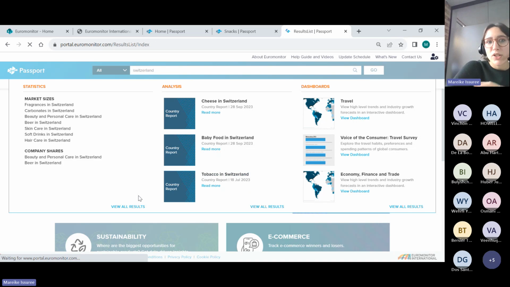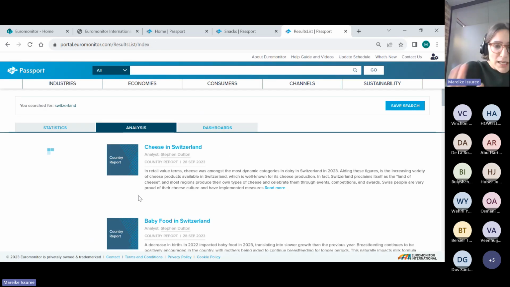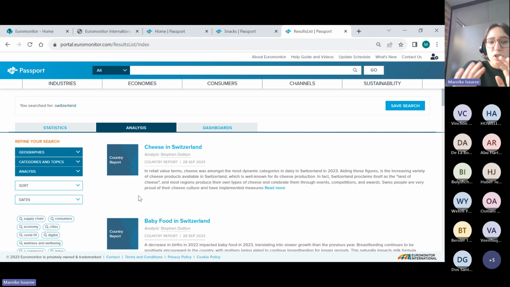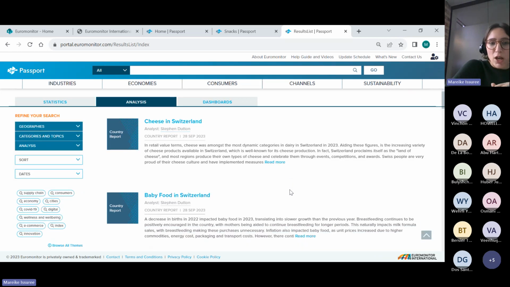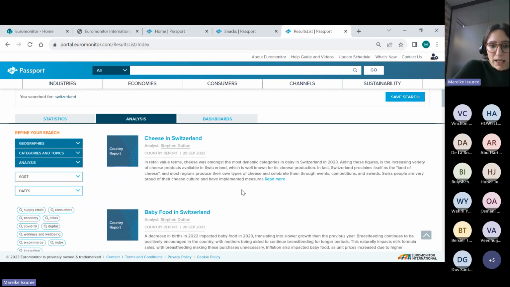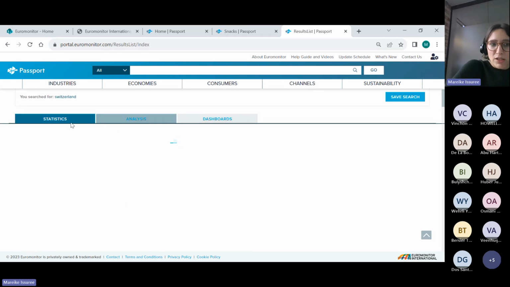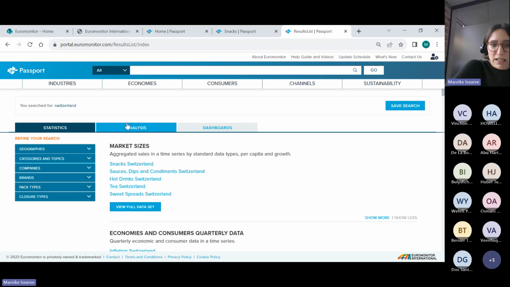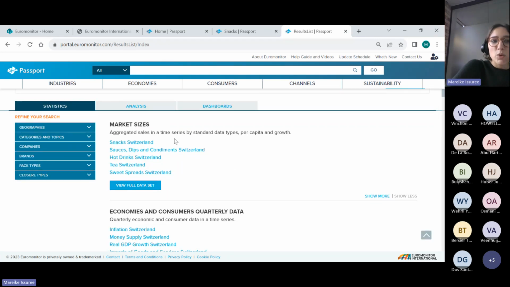So if you want to start your search not from an industry perspective or a macro topic or a consumer topic perspective, if it's just focused on a country and you just want to analyze all kinds of areas, you can type in the country in the keyword search and it will give you everything, in this case on Switzerland, and it is ranked by publication date, and you can go into statistics, as well as analysis, as well as dashboards. But you would then, of course, have to do a bit of a filter because you have otherwise too much in your data set and too much in your report section.